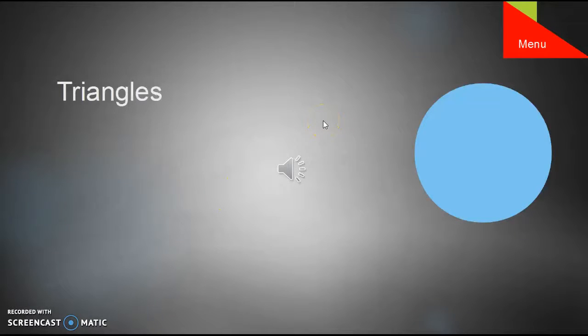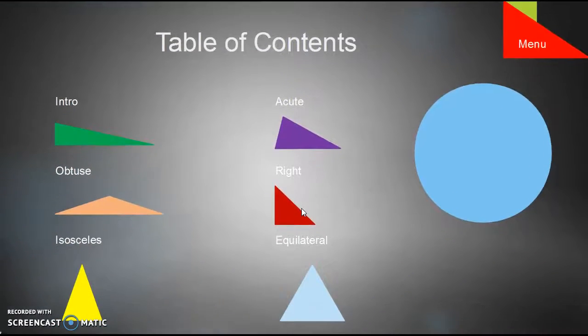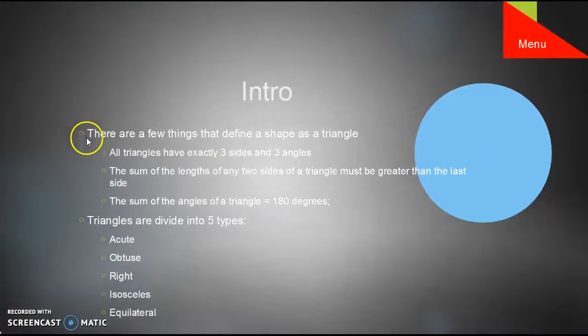Okay, so this is the slideshow for triangles. So this is the opening slide. And here you have the table of contents. So from here you can either go to the intro, acute, obtuse, right, isosceles, and equilateral triangles. So let's start with the intro.